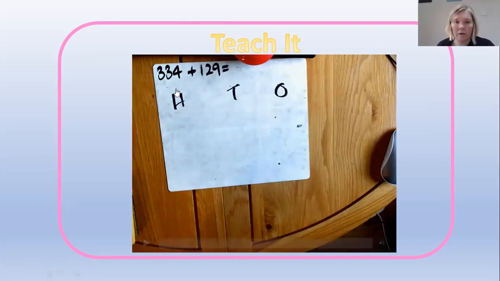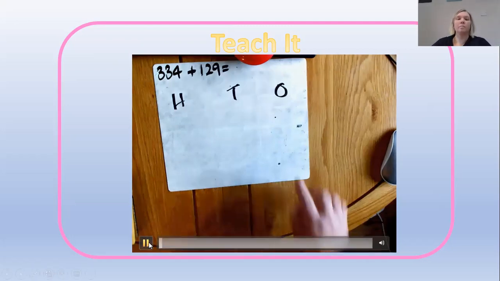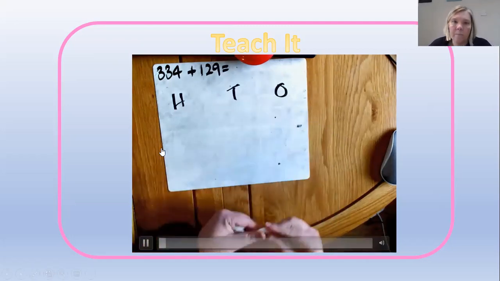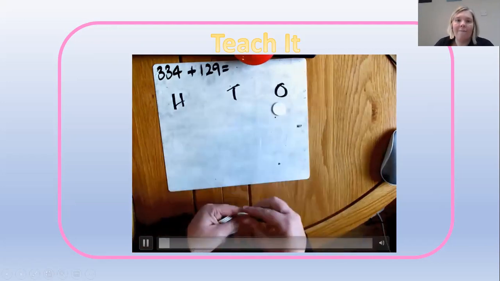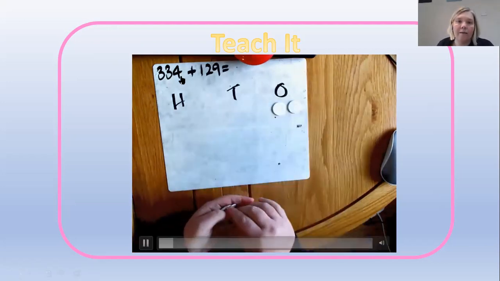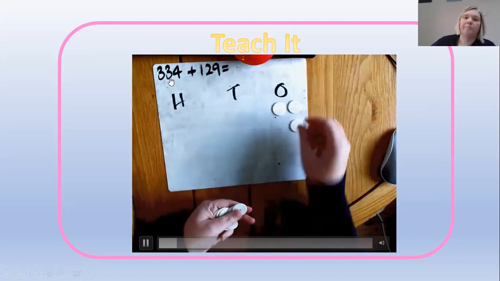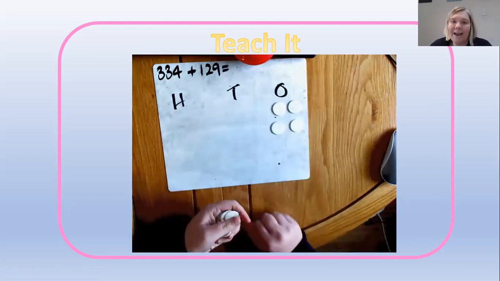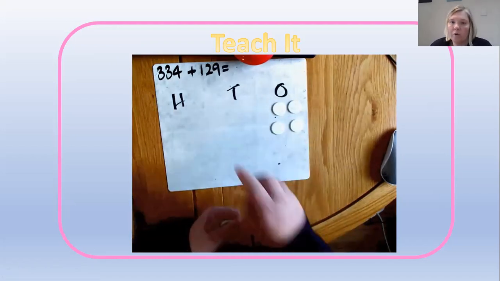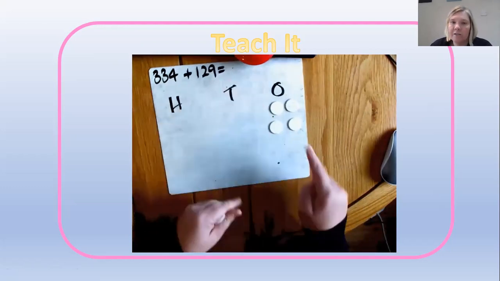So let's have a look at how I use the concrete material to work that calculation out. I'm going to start with my ones column, and I'm going to count out 4 ones because that is my ones column there. Remember, we're going to lay it out just as we would see on the Numicon, just to make it easier for us to subitize.